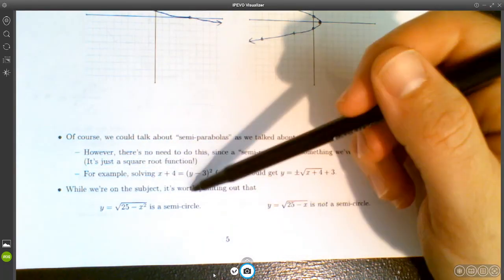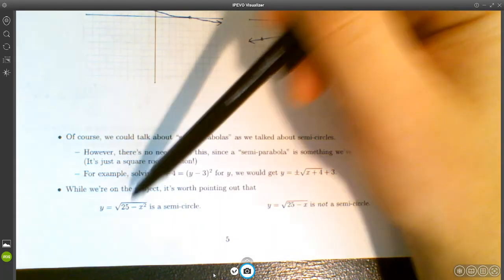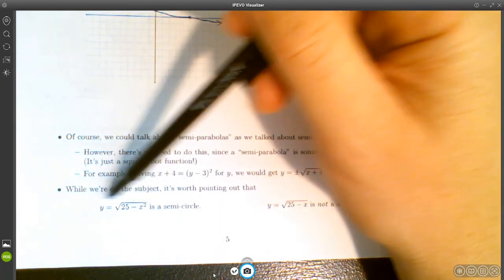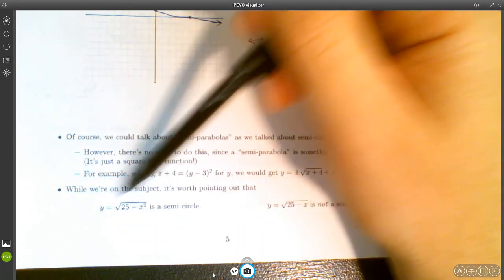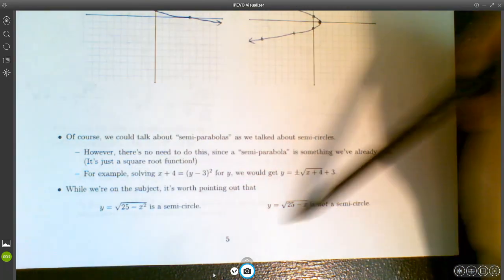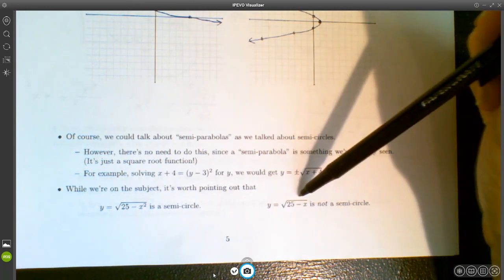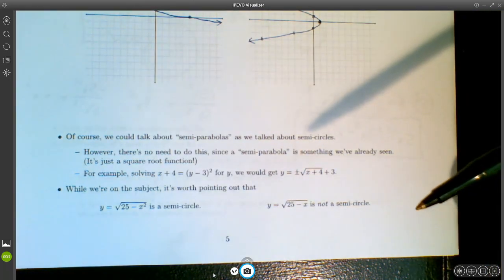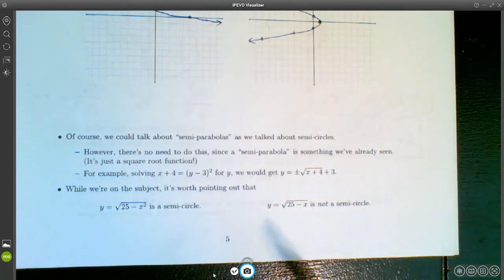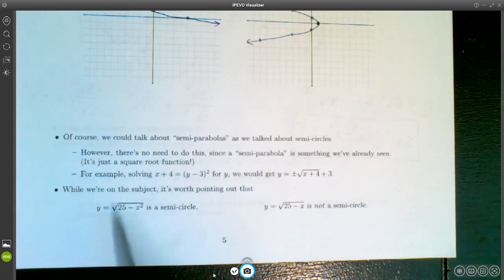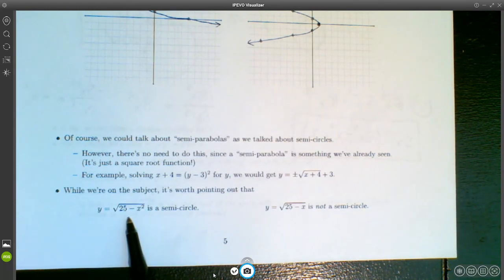Now while we're on the subject though, it's worth pointing out, going back to semicircles, right? y equals the square root of 25 minus x squared is a semicircle. y equals the square root of 25 minus x is not a semicircle. This is just a square root function. Okay, so be careful with that, right? There's a very small difference, but this one is basically a semi-parabola, and this one is a semicircle.